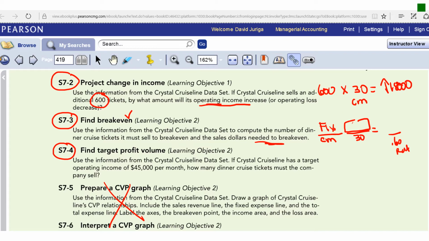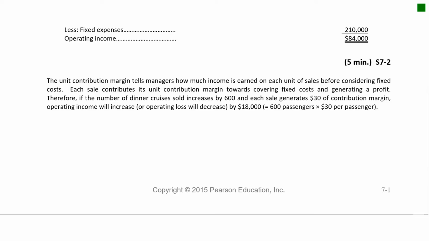Okay, and then finally, on part 4, they want you to figure out if they have a targeted income of 45,000, that's targeted profit. They want to know how many units or tickets you have to sell. That's going to be simple. Your formula is your fixed cost plus your targeted profit divided by 30 because that's your unit contribution margin, and that'll give you your projection in tickets. But again, we'll show you all the numbers on the next couple of slides.